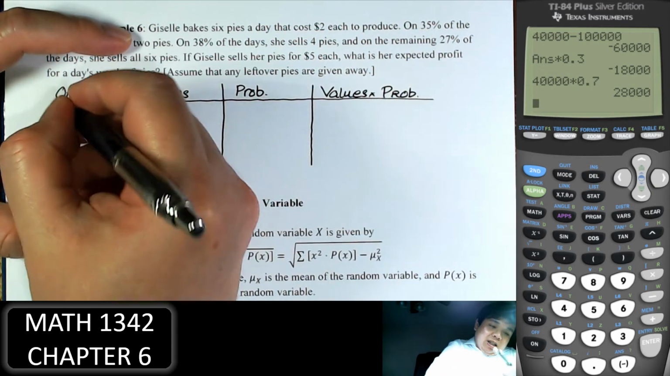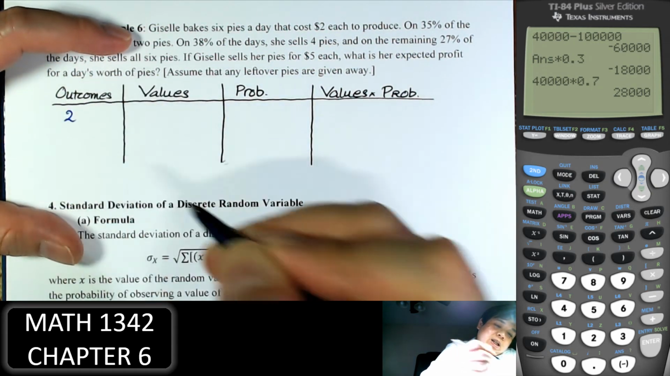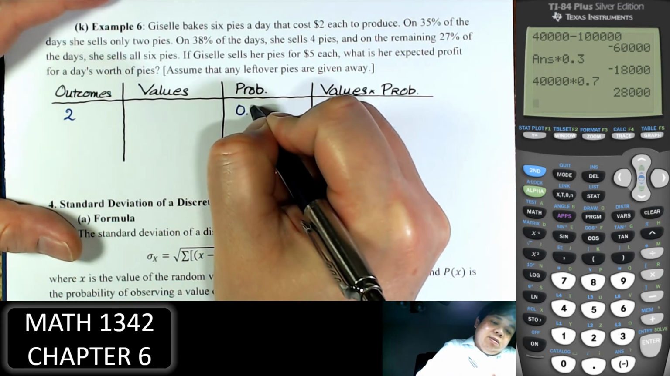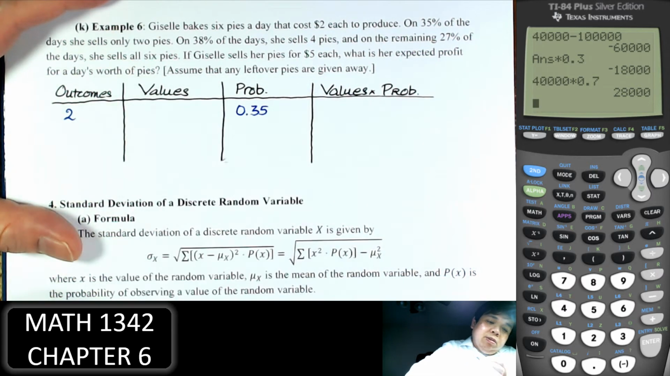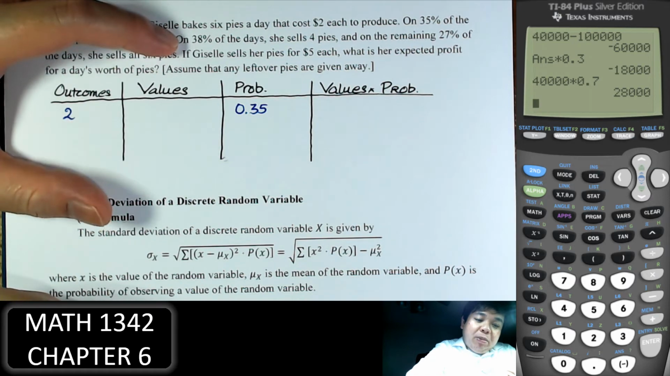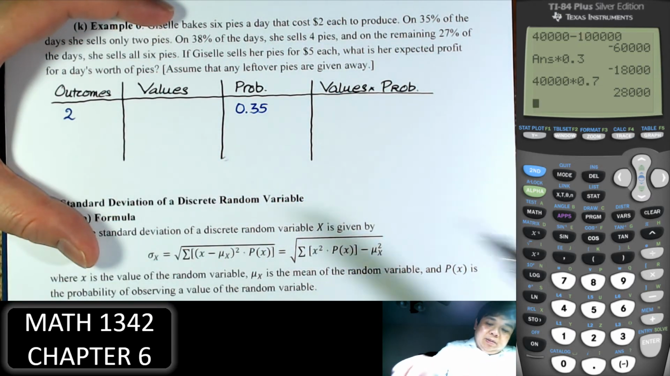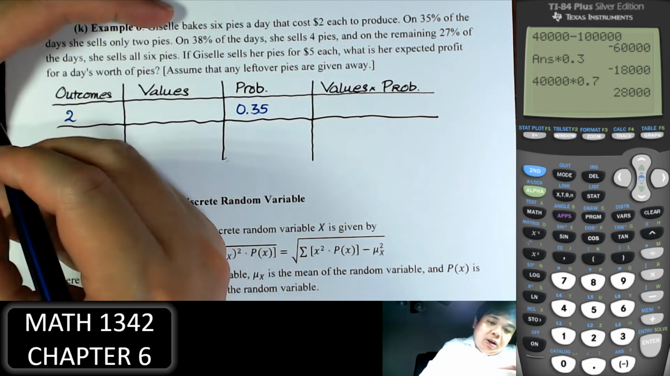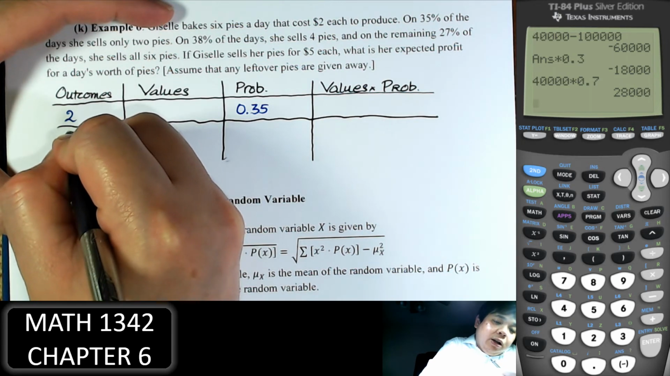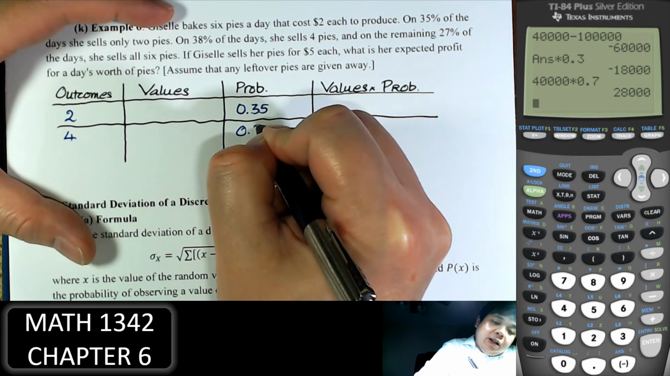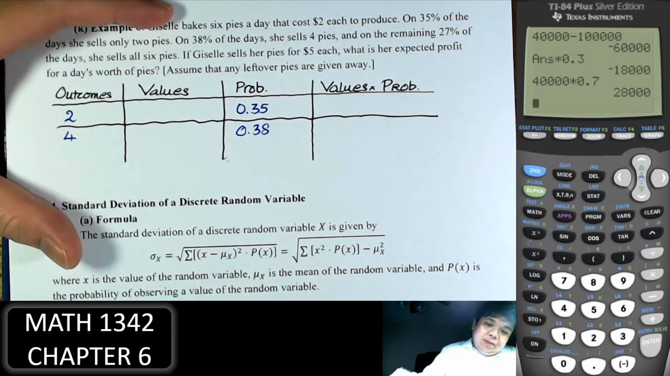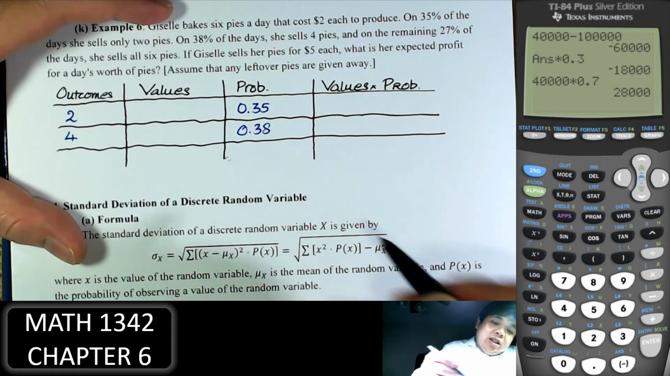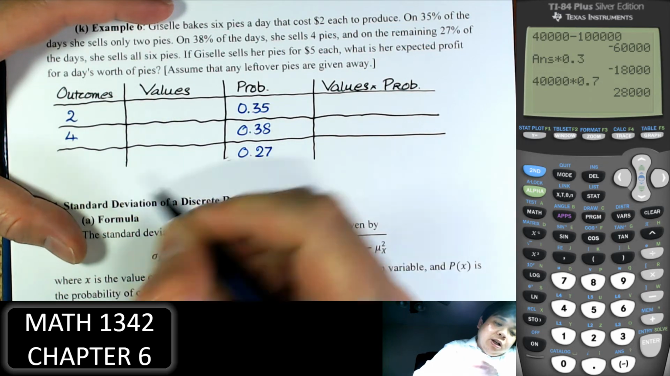Sell 2 pies, at 35% of the time. On 38%, sell 4 pies, for 38% of the time. And 27% of the time, she sells only 6.